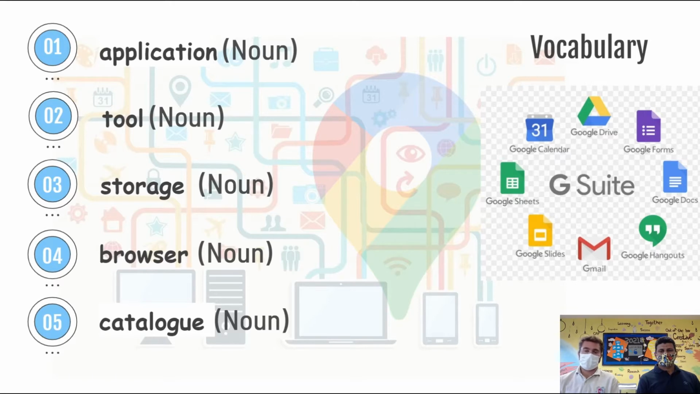Number three, storage. Google Drive is a storage tool. It's where you can store pictures and files, like a drive. Number four is browser. We covered this last time. The browser is an internet software that lets you browse the internet. Google Chrome is a browser. Internet Explorer and Firefox are also browsers. And the last one, catalog. The catalog is to summarize all the apps together, to have all in the same room.